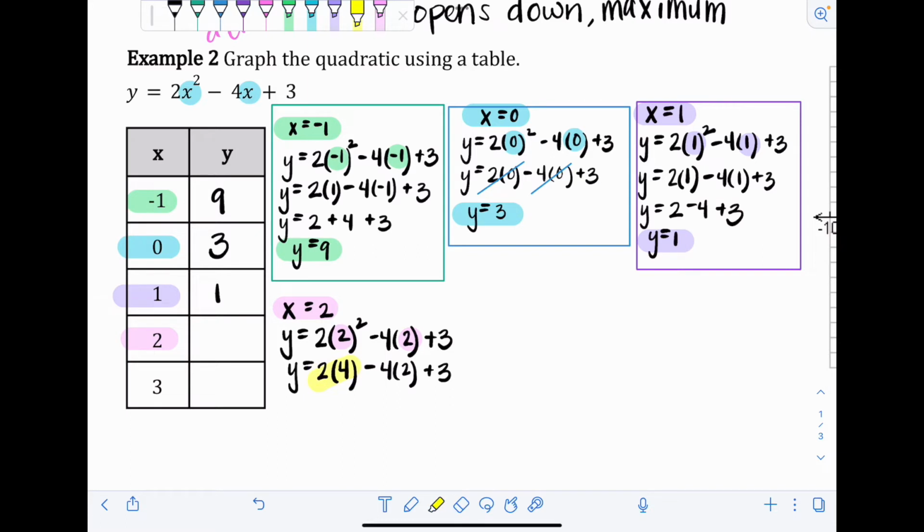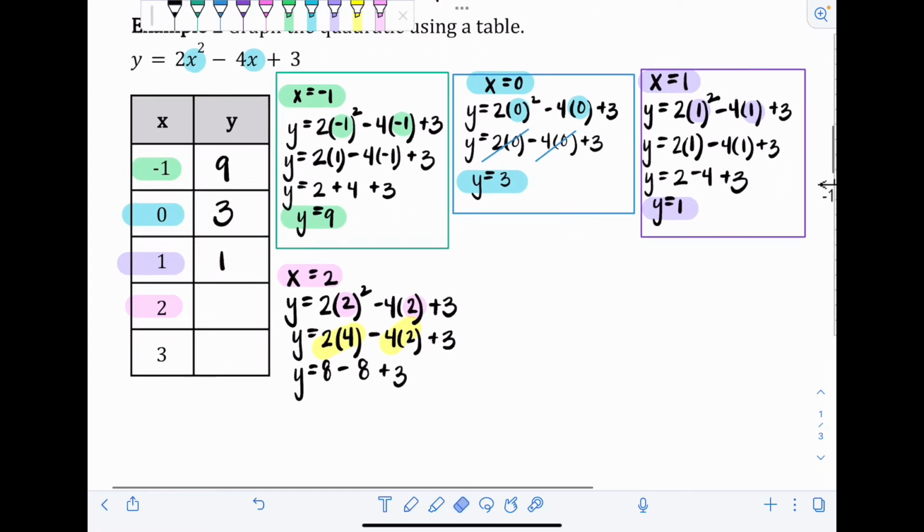2 times 4 is 8, so I have y equals 8, minus 4 times 2, that's also 8, so minus 8, and then plus 3. And then now I just have addition and subtraction left, so I'm going to go left to right. So 8 minus 8 is 0, and then plus 3 would be 3. So y equals 3. That goes in my next spot in my table next to the x equals 2. And then now I have my last x value.